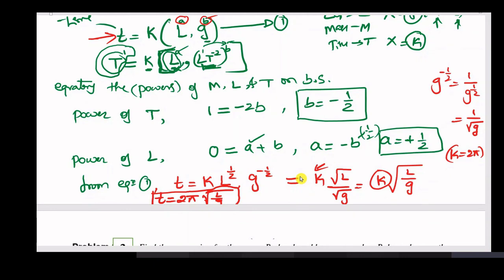The constant's value will be given in the numerical. Sometimes you need to remember some standard values, because the pendulum formula has standard values. T is equal to 2 pi square root of L by g. It is a standard value. You need to remember it. That's the reason it has not been given in this statement.